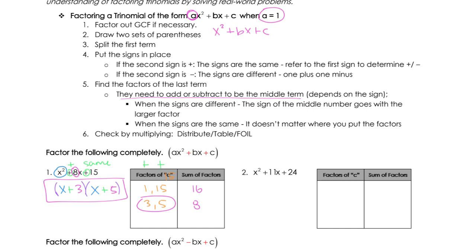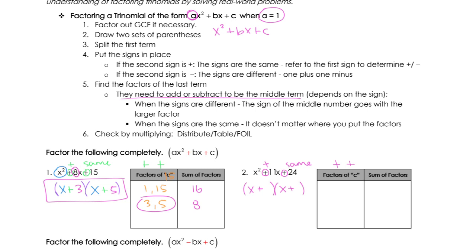So going through those steps from start to finish again on number 2, factor out the GCF if necessary. I don't see a GCF. Draw 2 sets of parentheses. Split the first term. Put the signs in place. So again, second sign is positive. This tells me that they are the same. First sign tells me that they are both plus signs. So I'm going to put plus, and then I like to also put it over here on top of my table. And you'll see why later, the signs make a difference when I put them over here on my table.